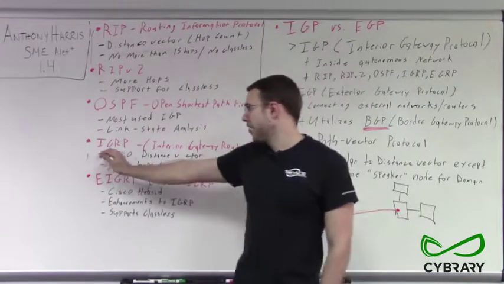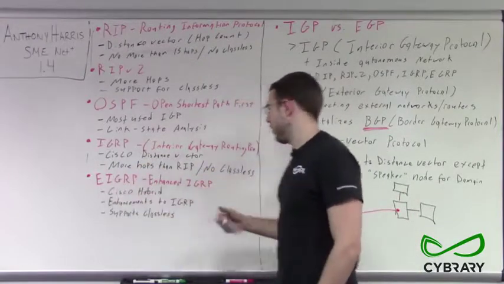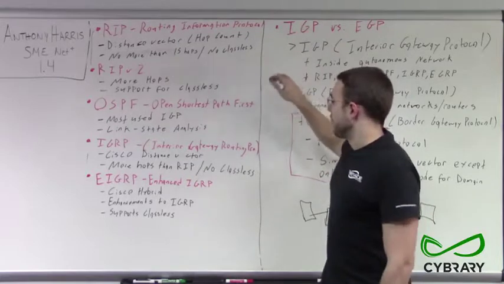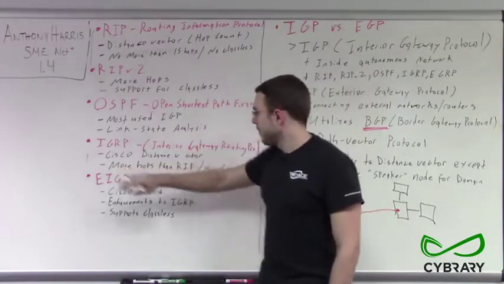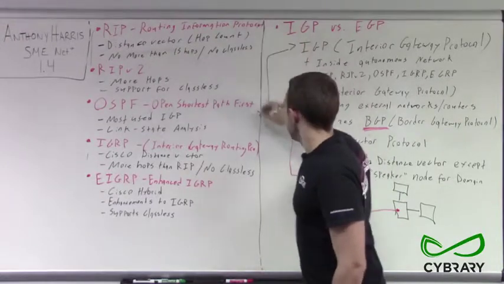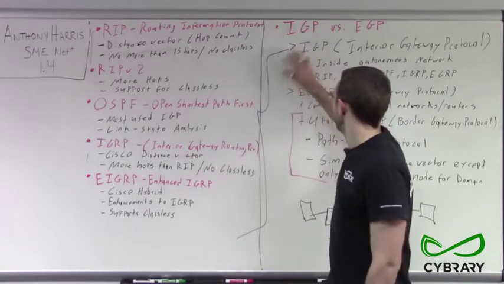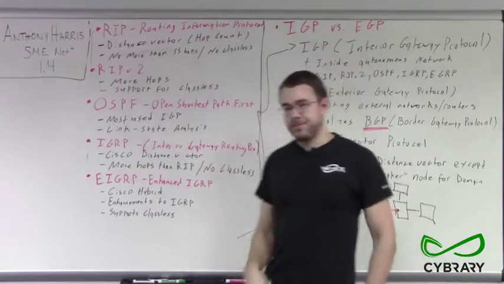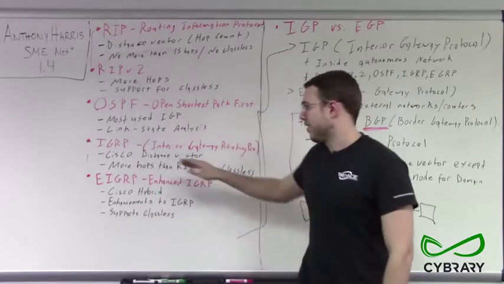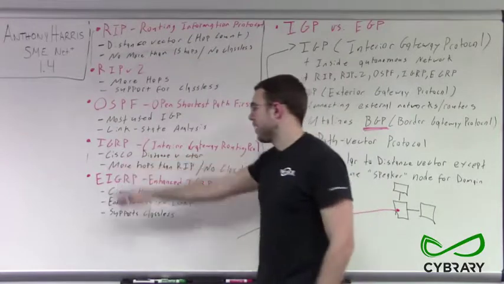Don't confuse IGRP with IGP or eIGRP with EGP or IGP. IGRP is just one of the 5 protocols. It's not an additional type of protocol or anything like that, just because it has IGRP. So know the difference between IGP and IGRP.